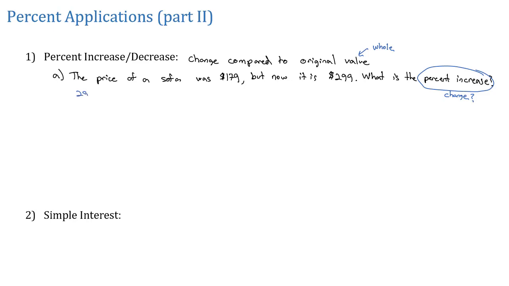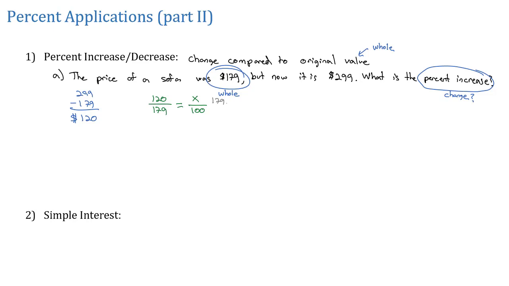It's now $299. It was $179. If I subtract those, I see the change in price has been $120. We're going to compare that change to the original value. The original value, the price of the sofa, was $179. That is my whole. So I've got my part, which is 120, over my whole, which is 179. That's equal to my percent, that's what we're looking for, over 100.